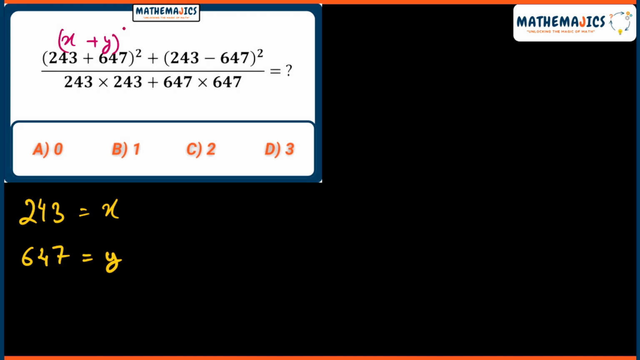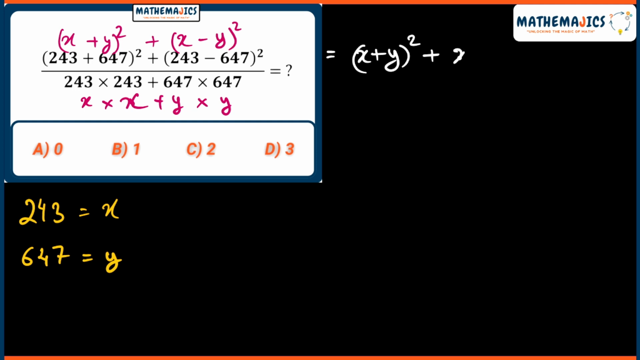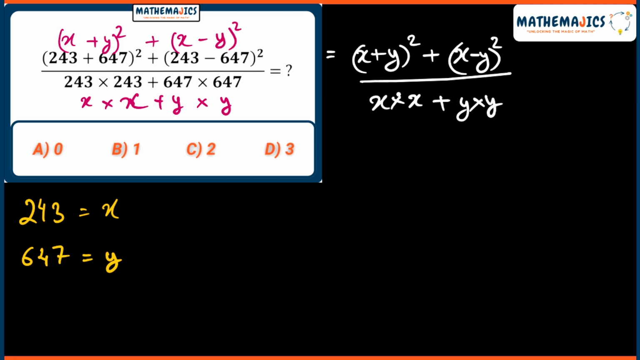So x plus y whole square. This will be x minus y whole square. This is x times x and this is y times y, correct? Now let's rewrite this expression in terms of x and y. If we rewrite this, we will get x plus y whole square plus x minus y whole square upon x times x plus y times y, correct?